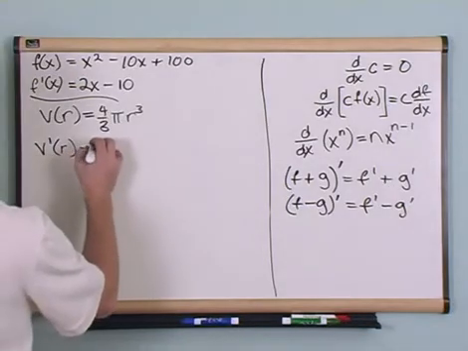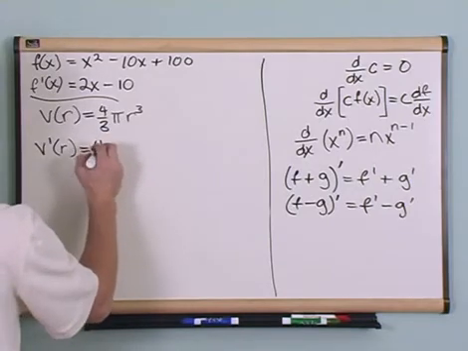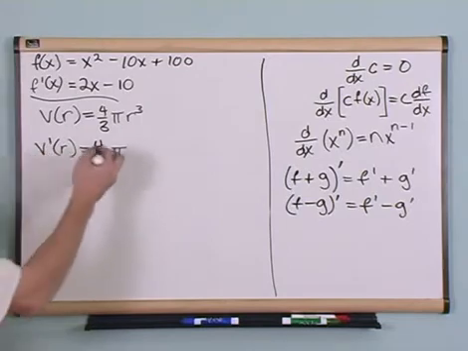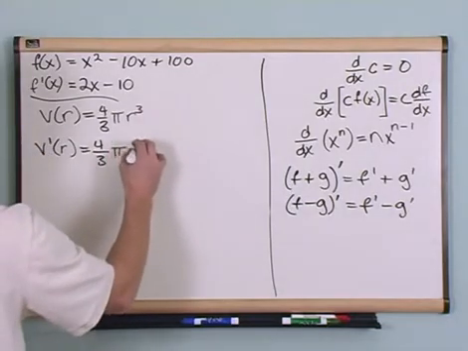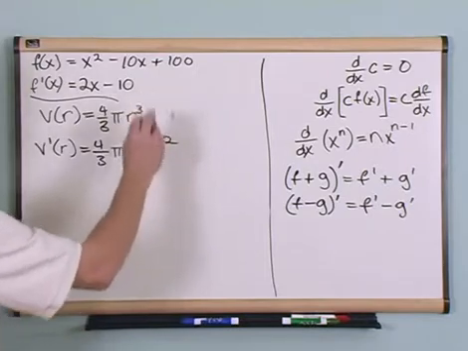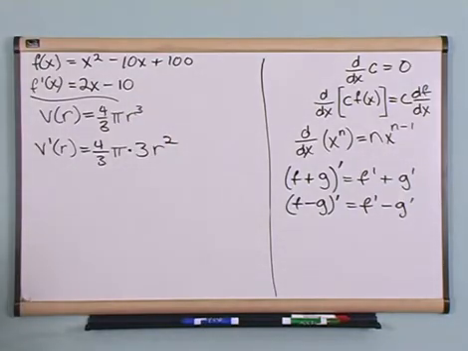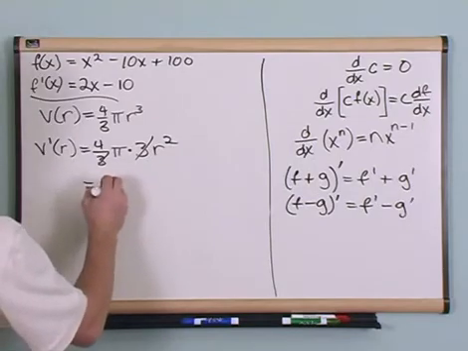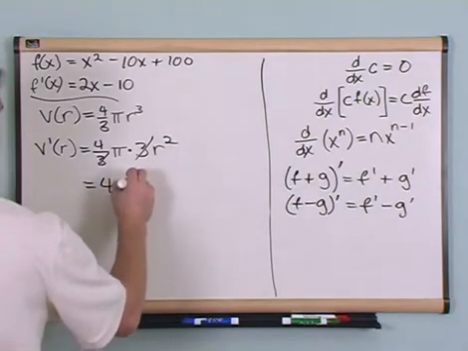That would be, these are constants, so they just hang out in front. 4/3 pi, they both just hang out in front. You don't do anything with them. Times 3 comes out of the exponent, r, and then here you have to subtract 1, so you have a 2 in the exponent there. Now this 3 cancels with this 3, so what you have is 4 pi r squared.